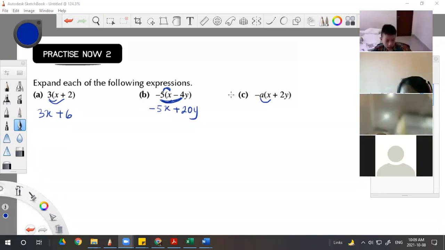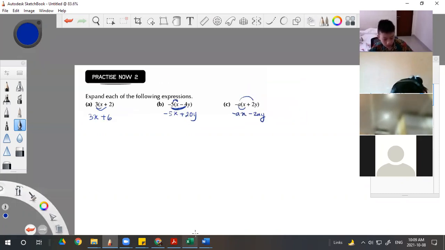Oke, next, Regan, coba. Oke, apa itu? Minus AX. Ya, ituin A 2Y gitu. Ya, negative 2ay ya. Soalnya a times y. Oke, that's how you do. Next, lihat lagi.